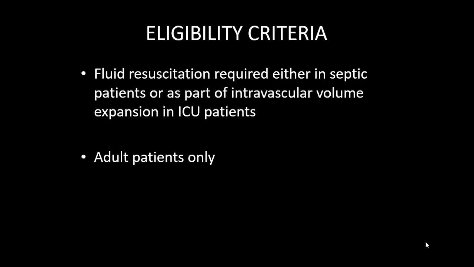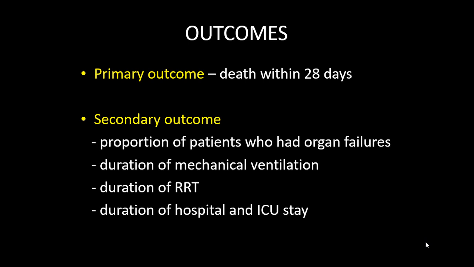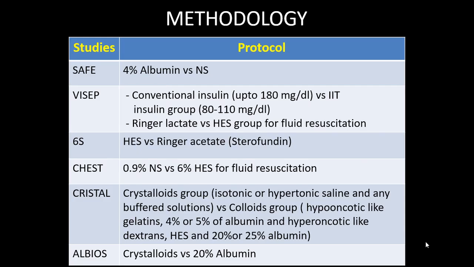The eligibility criteria for almost all trials was that they looked at septic patients who needed fluid resuscitation as a part of intravascular volume expansion, and only adult patients were enrolled. The primary outcome for all the trials was death at 28 days, and the secondary outcomes were other organ failure days like mechanical ventilation, renal replacement, vasopressors, and hospital mortality.